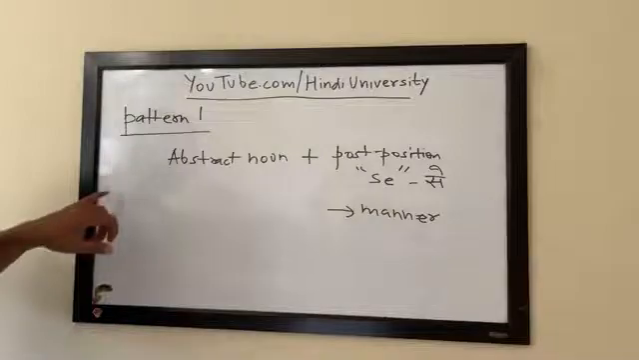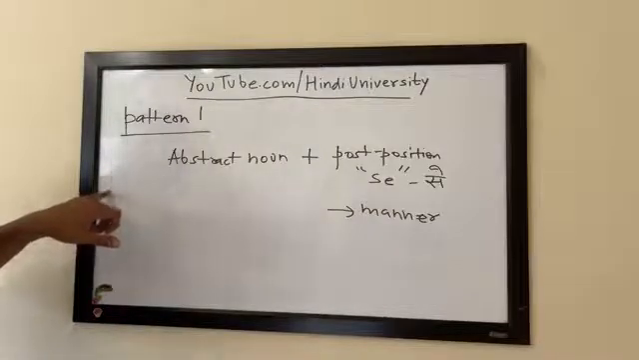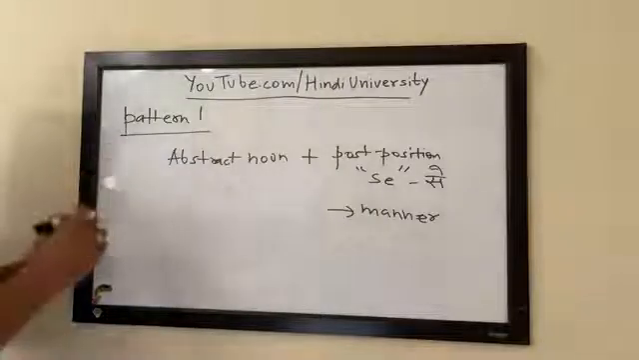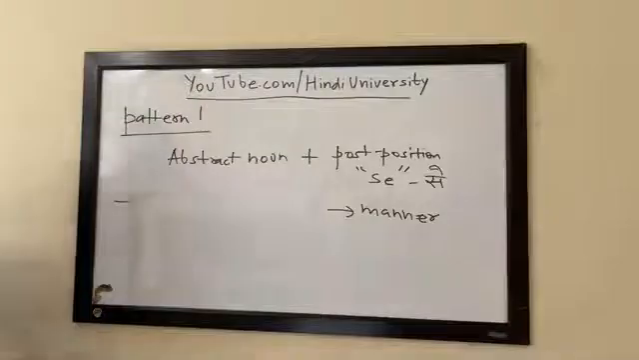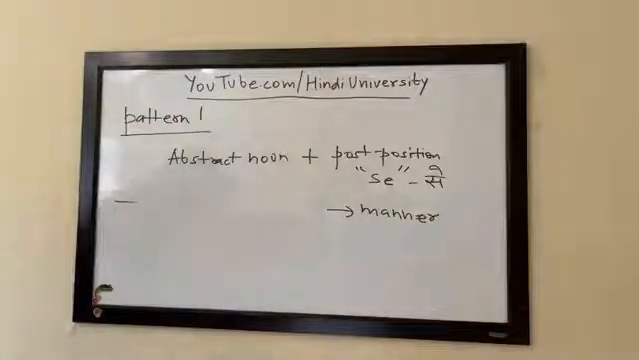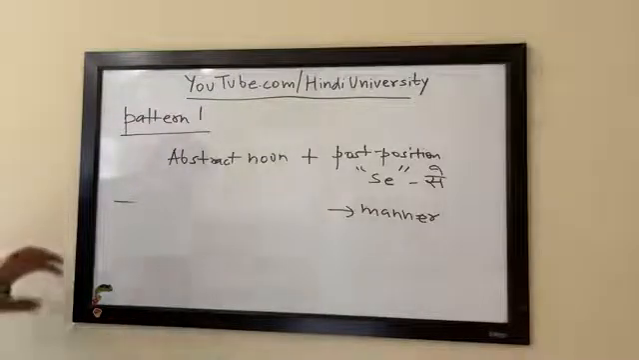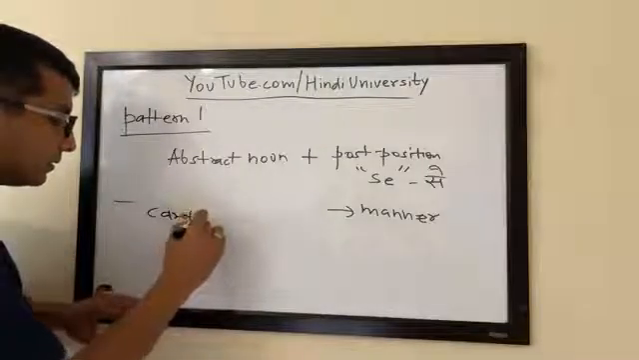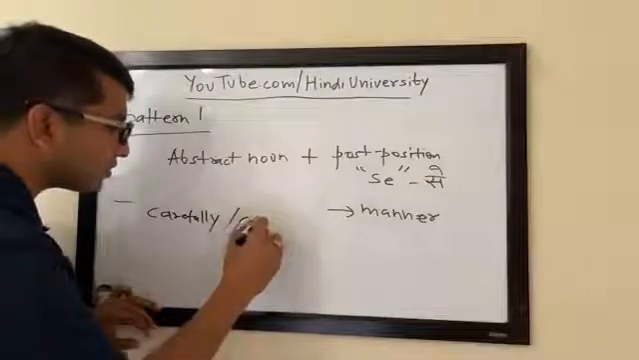Okay, so we already covered difficulty, which is mushkil se. Okay, we learned about happily, which is khushi se. The other examples that I want to give you are carefully or cautiously.